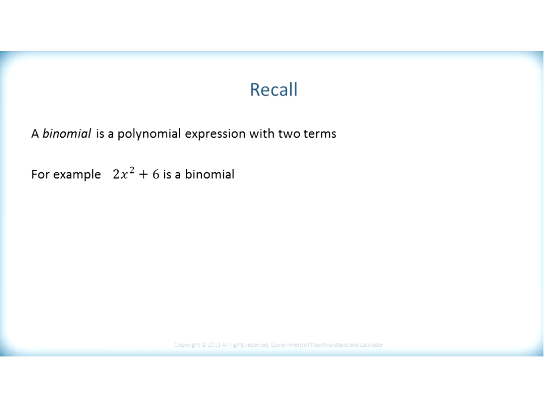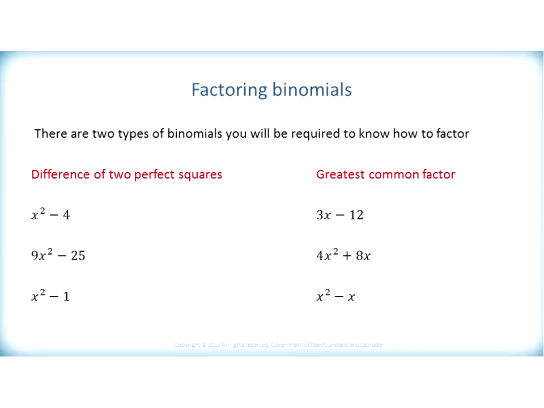Recall that a binomial is a polynomial expression with two terms. For example, 2x squared plus 6 is a binomial, since there are two terms, 2x squared plus 6. There are two types of binomials that you're required to know how to factor for this course: the difference of two perfect squares, and recall that difference means subtraction, and the greatest common factor. You may have to extract the greatest common factor.